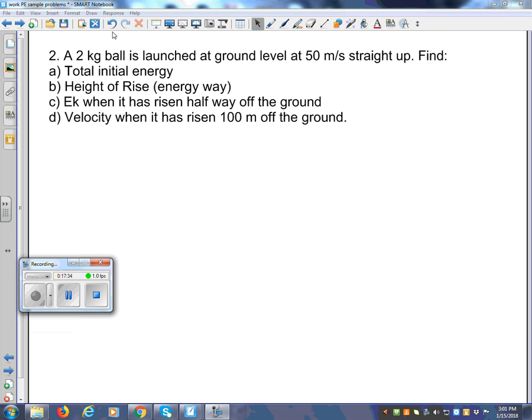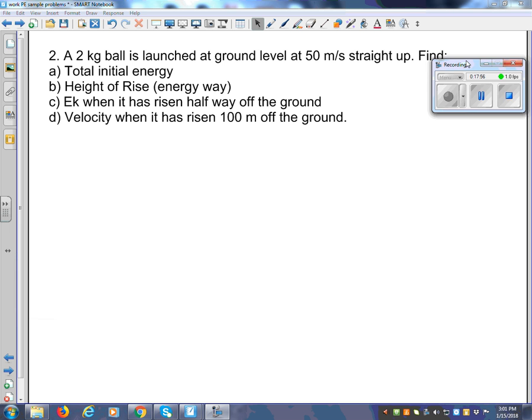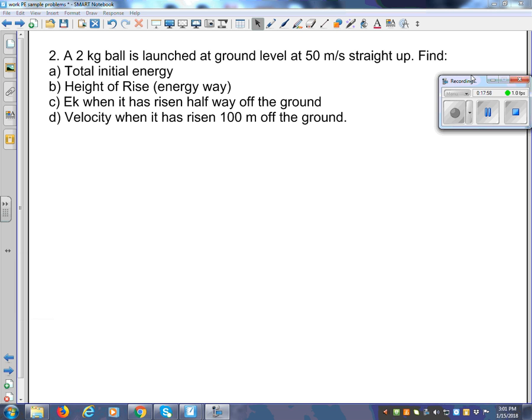2 kilogram ball is launched. Don't mock me, Riley. No, I was just saying. 2 kilogram ball is launched at ground level at 50 meters per second straight up. Find the total initial energy. Find the height of rise using energy. Find the EK when it's risen halfway off the ground. And find the velocity when, oh, so much work. You know how many times I've done this question, Johnny? This will be the last time. I know. 18. You guys, 60 something.